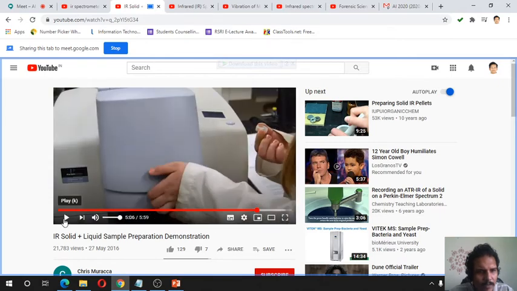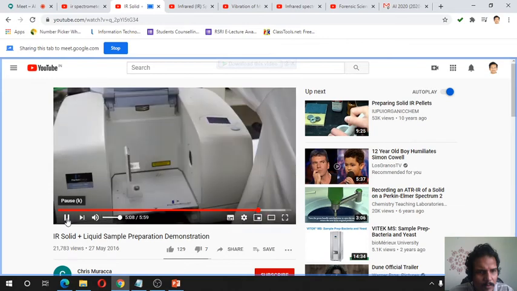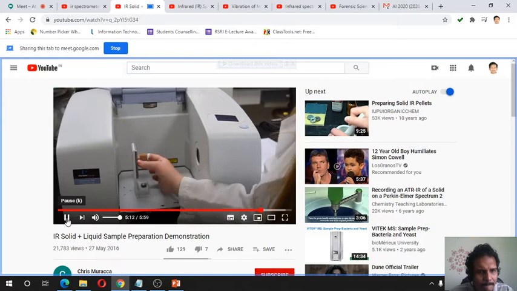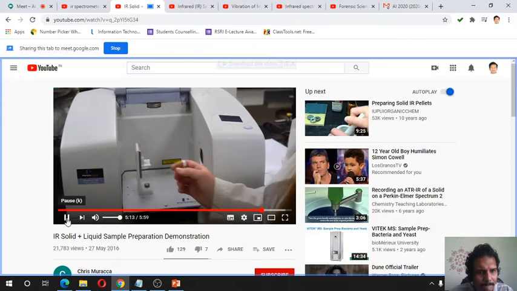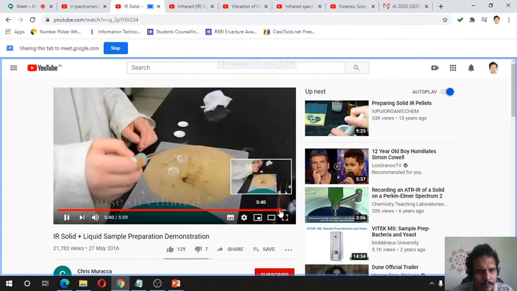Okay, I'll just tell you one thing. Your sample should be positioned so that the beam is able to pass through it. You are now ready to scan. Your spectrum will be produced by the machine. And rub again on the surface. Do not wash, to clean up from a solid sample.